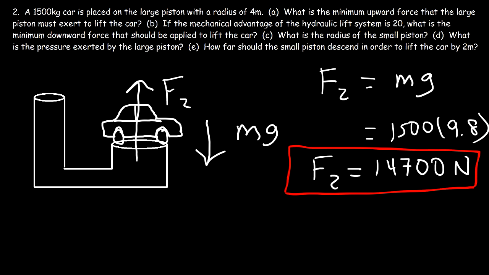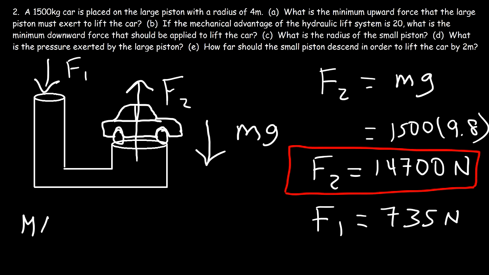Now let's move on to part B. If the mechanical advantage of the hydraulic lift system is 20, what is the minimum downward force that should be applied to lift the car? So we know that a small force is associated with the small piston, and a large force is associated with the large piston. So if the mechanical advantage is 20, that means that the small force has to be 20 times less than the large force. So it's going to be 14,700 divided by 20. So therefore F1 is 735 newtons.